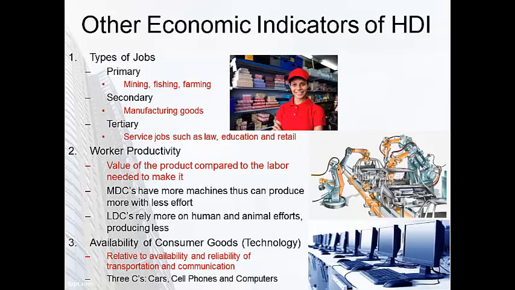All right, the second economic indicator is worker productivity, and this is the value of the product compared to the labor needed to make it. So, hear me out. MDCs have more machines, thus can produce more with less effort. Does not mean expensive versus inexpensive. And LDCs rely more on human and animal efforts, thus producing less. So, it doesn't rely on how expensive something is to produce, it just relies on how quickly one can produce it.